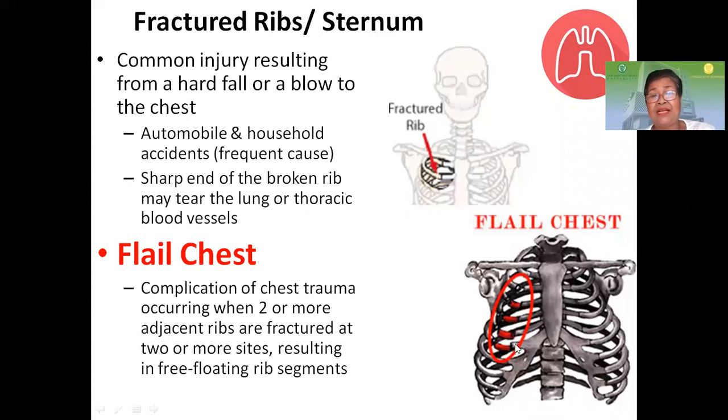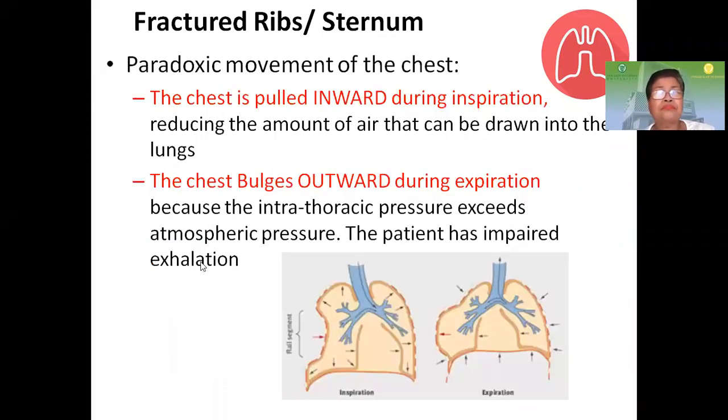So, ang sinasabi natin flail chest, fracture in 2 or more ribs. Anong nangyari? There's paradoxic movement of the chest. Ano yung paradoxic movement of the chest? Ano ba yung normal? Pagka tayo huminga, during inhalation, diba, there will be expansion of both ribs. Pero ito, anong nangyari? This is the fractured or flail chest. During inhalation, it is driven inward. Pumasok sa loob. And during exhalation, it bellows outward.